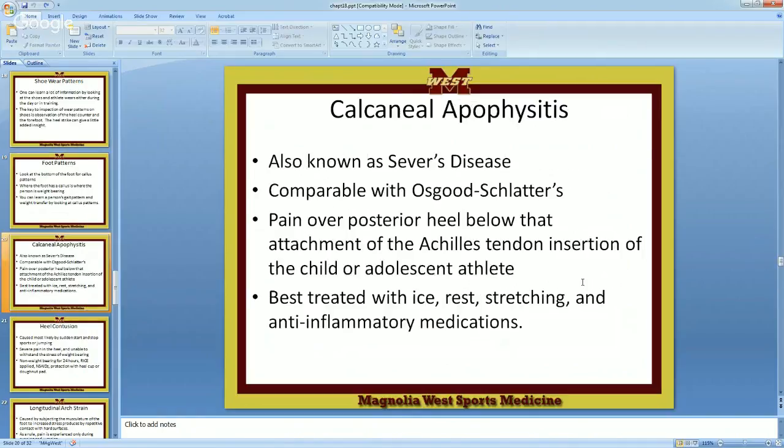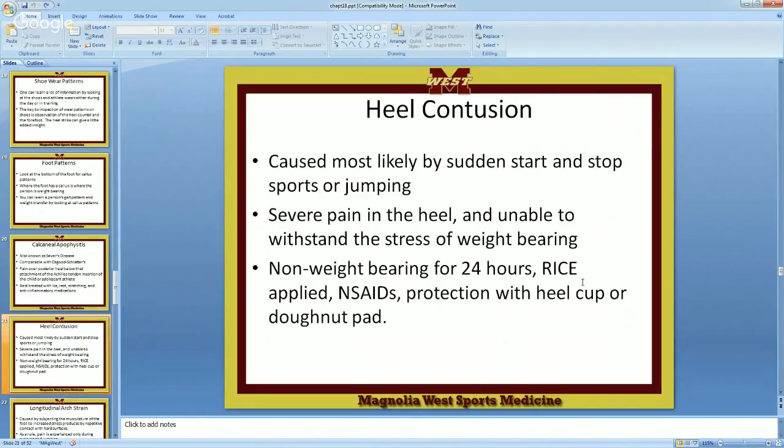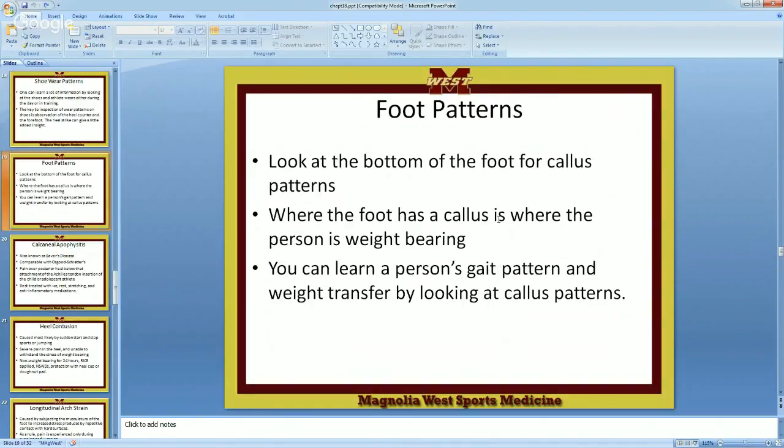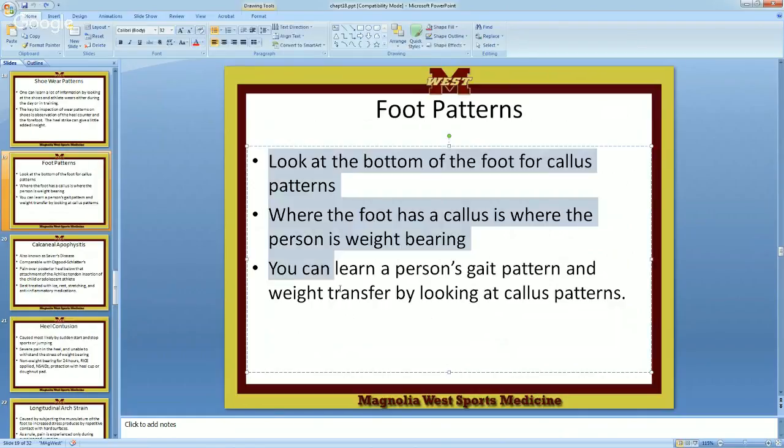All right. I think we finally get rid of a slide we didn't cover. No, that's not true. There it is. Calcaneal Apophysitis. What is it also known as? All right. Let's go back to number 19. You can learn a lot about a person's gait, weight transfer by looking at their calluses, and looking in retrospect at this test. You need to know all of that.